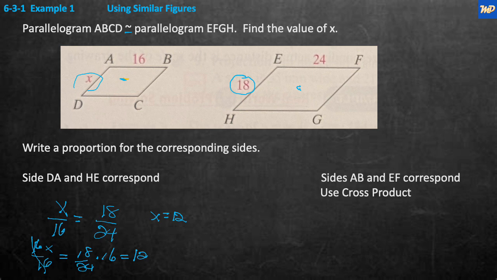Okay, and then it says sides AB and EF correspond using cross product. So let's say if we do that, if we say that 12 over 16 equals 18 over 24, we would find that if we do the cross product on these, 12 times 24 is identical to 16 times 18. And whatever that number comes out to, let's go ahead and give it a shot.